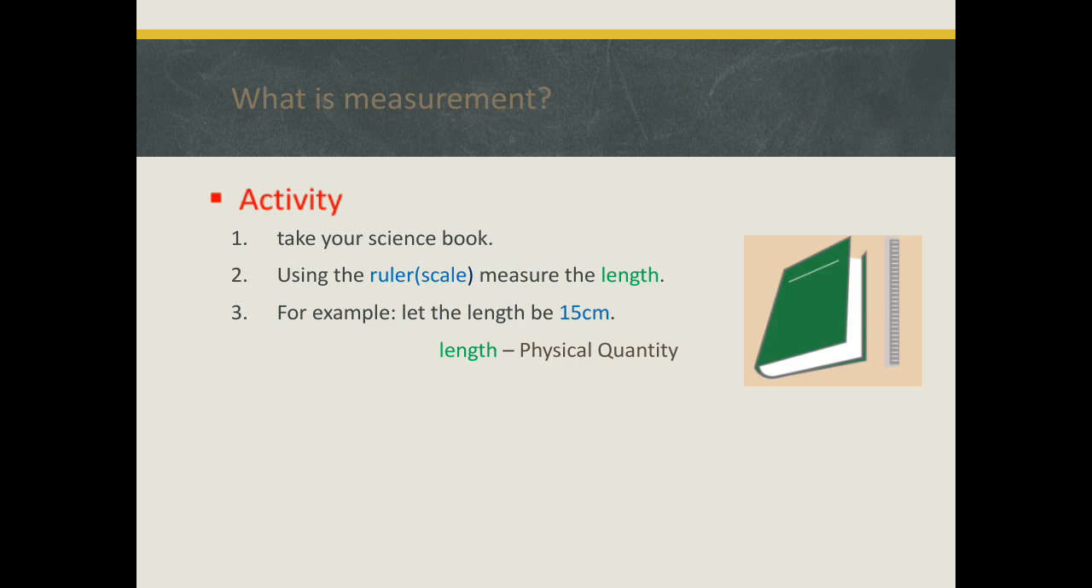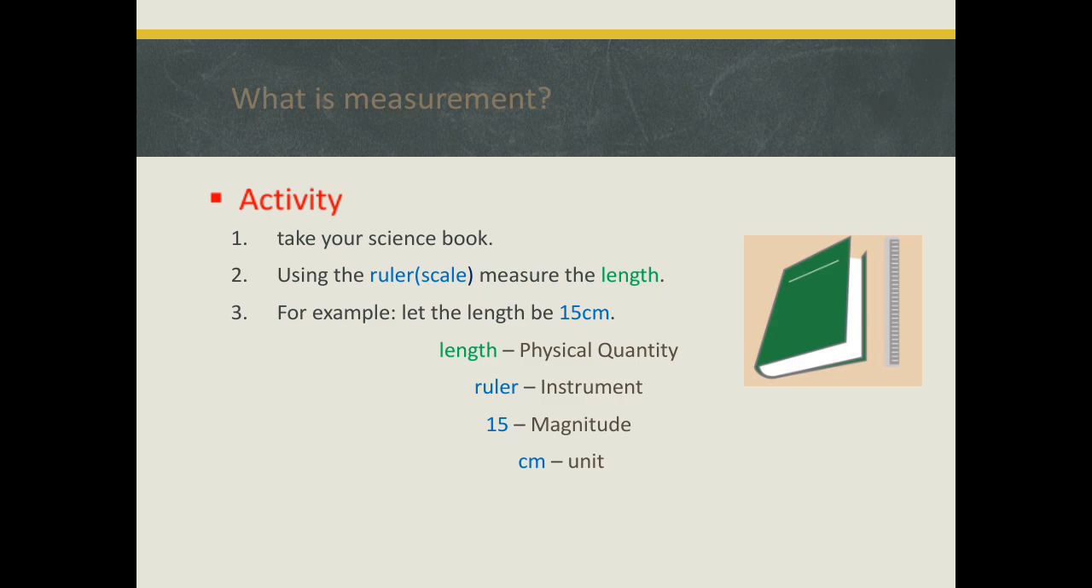The next one is, for measuring this, what have we taken? We have used a ruler. That ruler is an instrument to measure the physical quantity, that is length. Then after measuring we have got the measurement in terms of a number, that is 15. That numerical value is nothing but the magnitude of the measurement. Then there is cm, that is centimeter, which is the unit of the measurement.